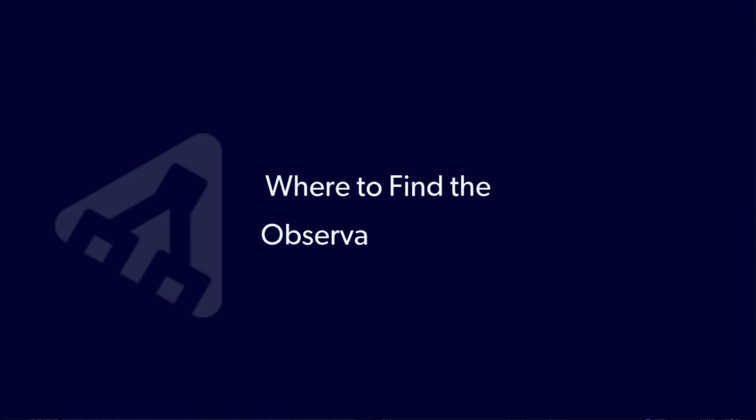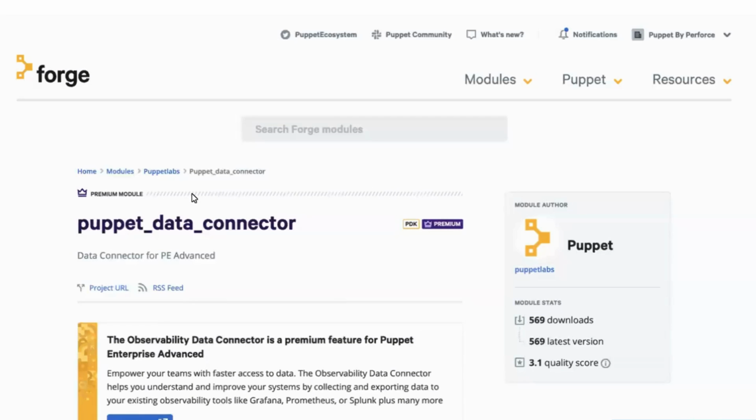I want to take you through the Observability Data Connector. First and foremost, where do you find it? Well, it's on the Forge. It is part of Puppet Enterprise Advanced. It's installed and managed as a standard Puppet module. So there's nothing surprising there. All the details are in there. And it's actually really simplistic to get up and running.